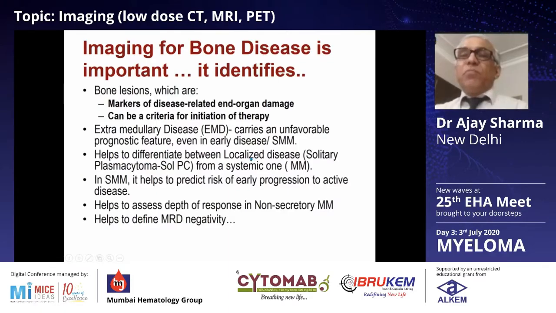This imaging helps to differentiate the localized disease, as in the case of solitary plasmacytoma, from a systemic active myeloma disease. And in smoldering myeloma also, it helps to predict early progression of the disease compared to another patient where there is no evidence of bone disease as such. And so it helps to assess the depth of response in non-smoldering myeloma, where there are active parameters, and finally it helps to define the MRD negativity or positivity, as we see subsequently.